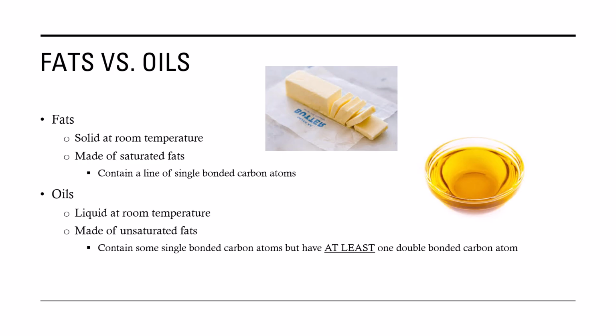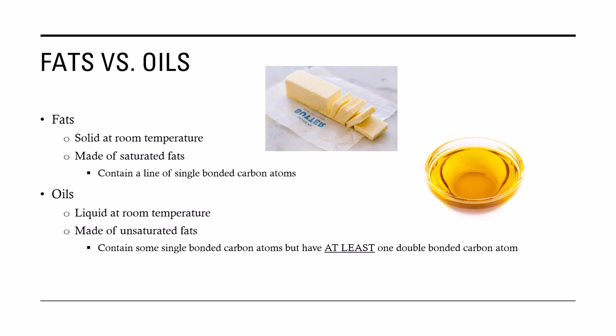All right, the next thing we're going to talk about is fats and oils. So fats and oils have a variety of different applications in food science, but they do have some pretty important differences at the molecular level. So fats are solid at room temperature, like butter, as you can see, and they're made primarily of saturated fats. The special thing about saturated fats is that they contain a line of single bonded carbon atoms, and that's the only thing that makes them up.